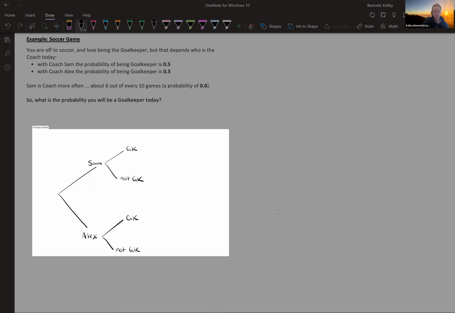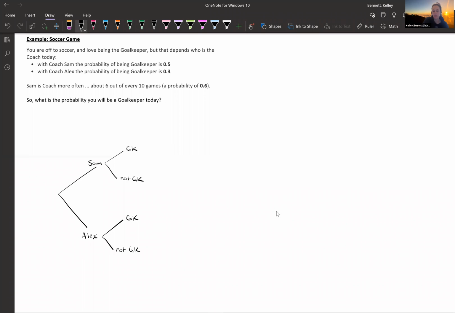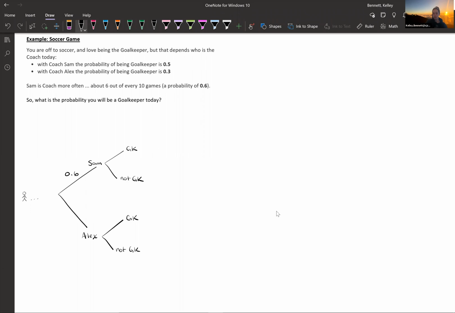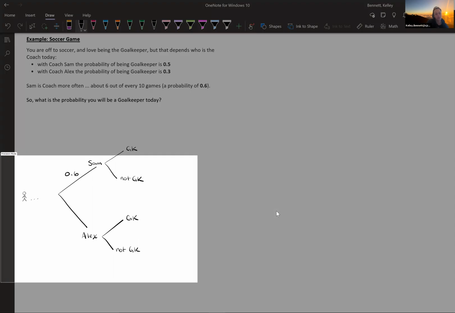So the first thing we can start with is, what's the probability that Sam's going to be coaching that day? We're told that it's 6 out of every 10 games, a probability of 0.6. I'm going to leave this as a decimal. So the probability of Sam being coach is 0.6. Now we have to appeal to the idea of complement. If Sam is coaching 0.6 or 60% of the time, then Coach Alex is coaching 0.4 or 40% of the time. So I'm going to have a 0.4 for Alex.